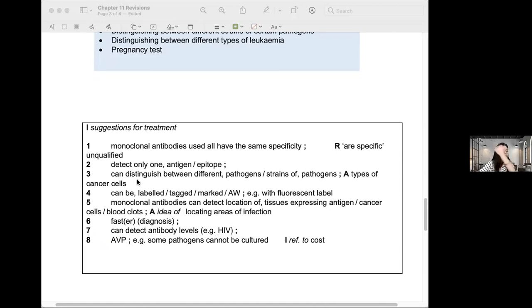They also say that this monoclonal antibody can distinguish between different pathogens, and they can be labeled and tagged, and then detect location of tissue expressing antigen, and then faster diagnosis can detect antibody levels.